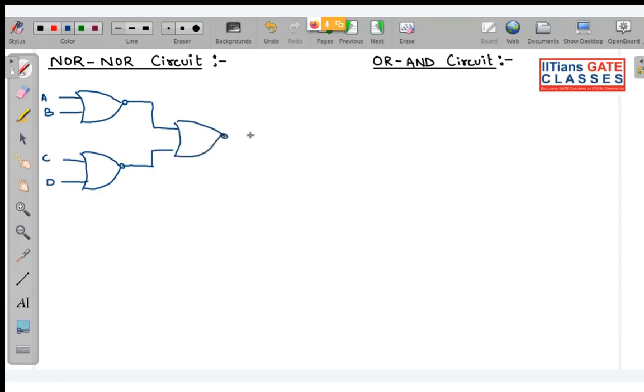So this will be A NOR B, whole. So this will be A plus B using De Morgan's rule, and C plus D. So you can see this is your NOR circuit. Tell me if this is clear or not. Is this clear? We can implement the same circuit using OR AND.